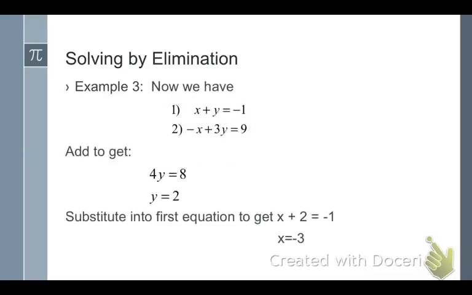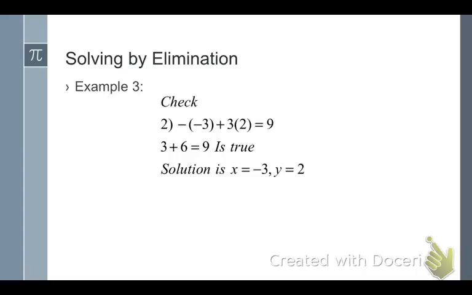So, the slide had already gone forward. So y is 2. I substitute into the first equation. So instead of y, I put a 2, so x plus 2 equals negative 1 instead of x plus y equals negative 1. And at the very bottom, you see x equals negative 3. I subtract 2 from both sides to get that.